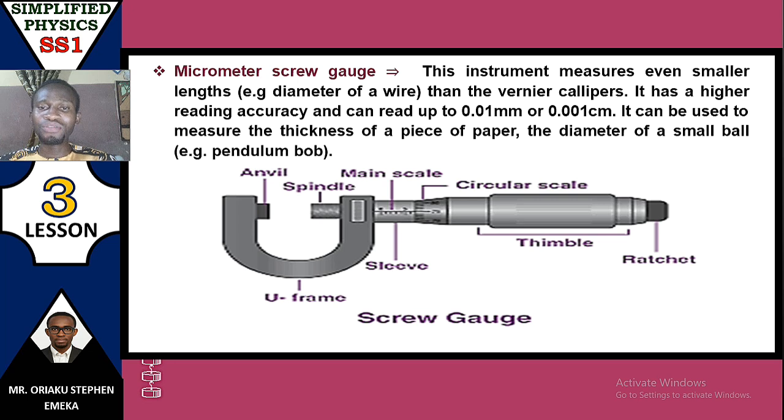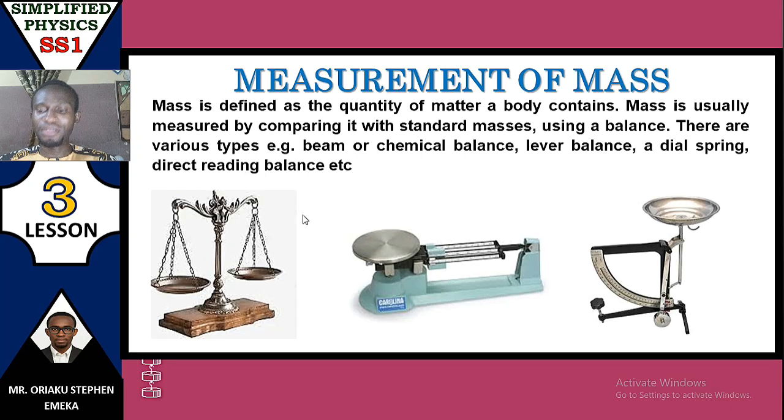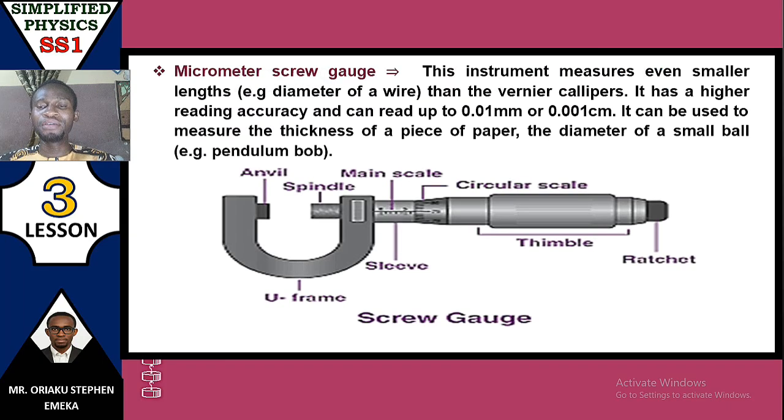It has two scales. It has the main scale and it has the what? The micrometer screw scale, which is the circular scale. So we have the anvil and the spindle. In between the anvil and spindle is where the material we want to measure will be placed, and using the ratchet, the spindle is made to tighten on the object.